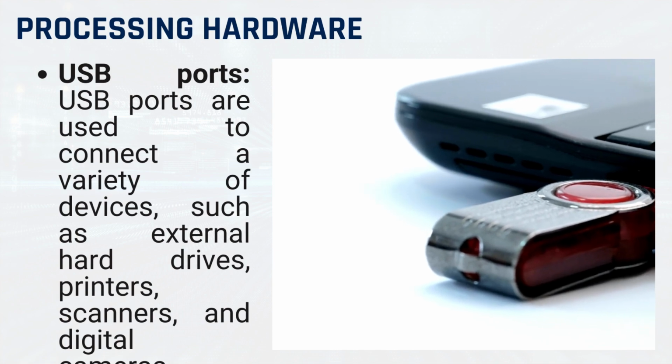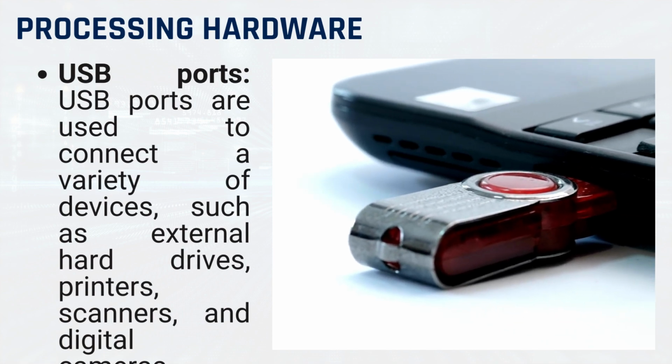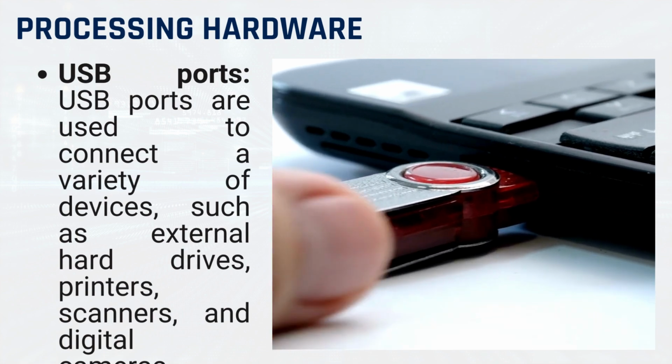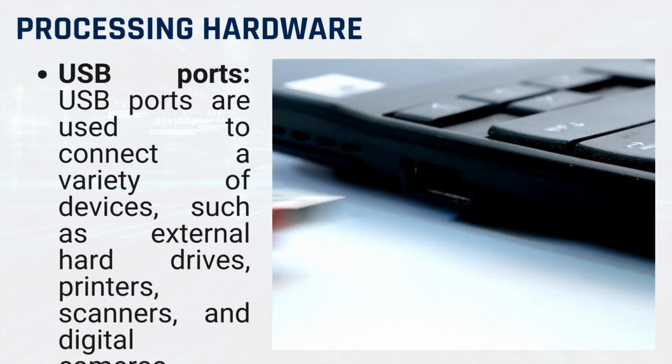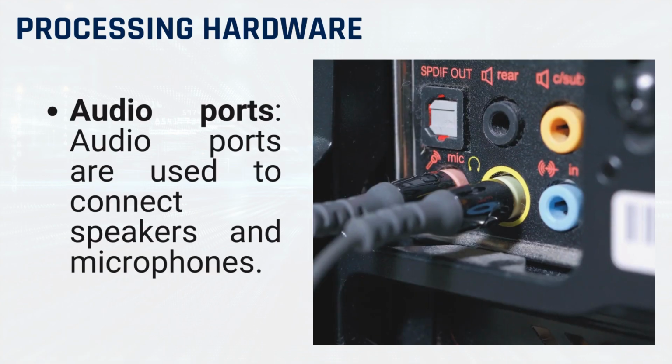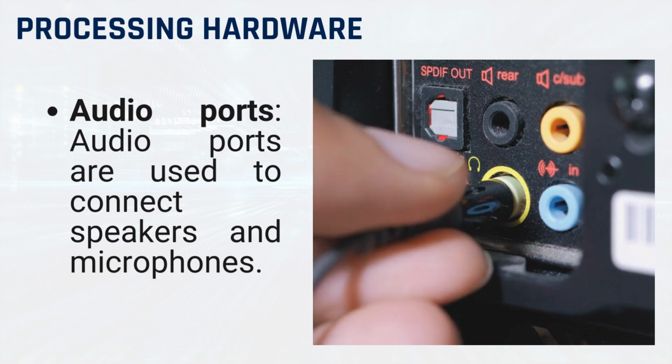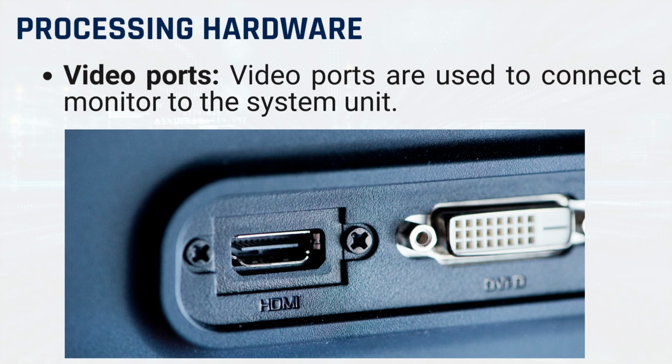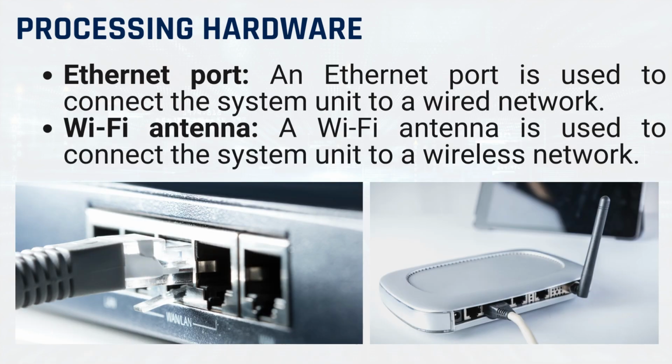USB ports. USB ports are used to connect a variety of devices, such as external hard drives, printers, scanners, and digital cameras. Audio ports. Audio ports are used to connect speakers and microphones. Video ports. Video ports are used to connect a monitor to the system unit. Ethernet port. An Ethernet port is used to connect the system unit to a wired network. Wi-Fi antenna. A Wi-Fi antenna is used to connect the system unit to a wireless network.